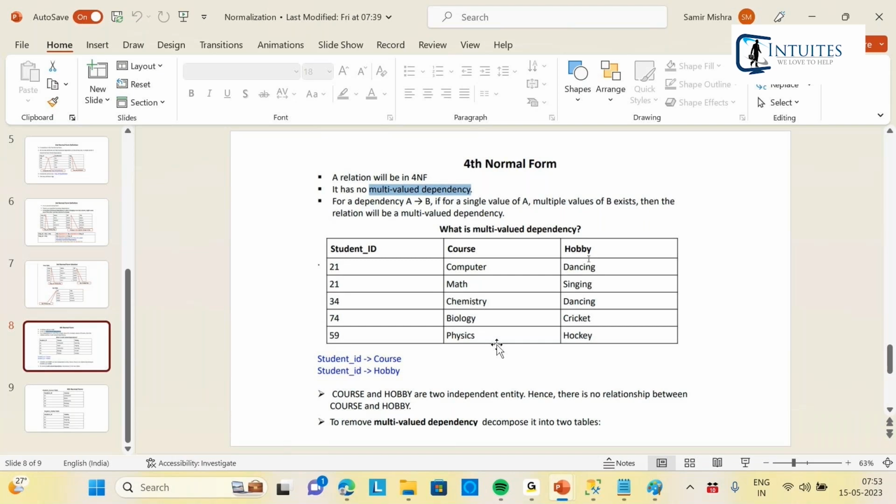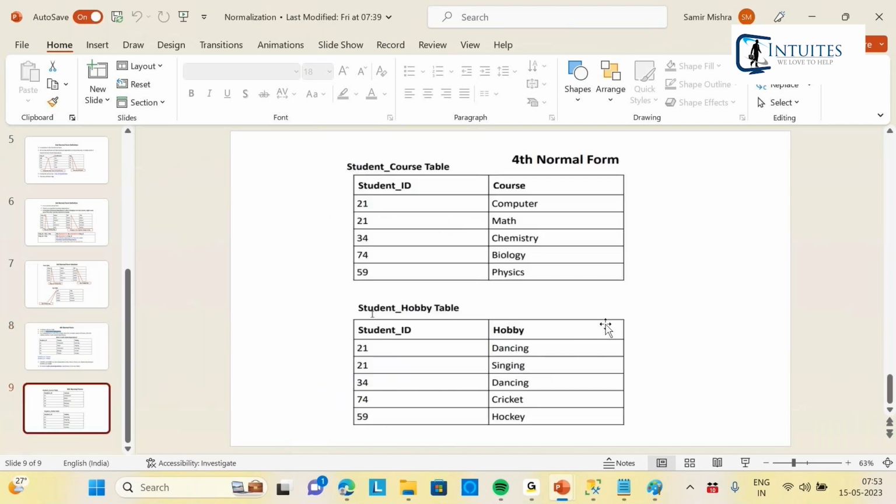These two are not related to each other. So if I have to avoid this, I can have two tables. One is a student ID course table, where I will get only the course in which the student enrolled, and I will have another table where I will keep my student ID and hobby. And finally, when I am doing the data modeling, I will correlate these two tables, and finally I will get it all done.